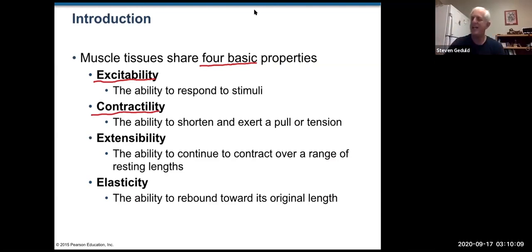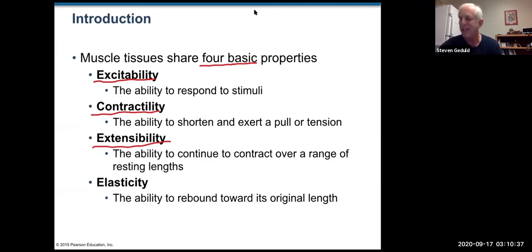Extensibility, the ability to continue to contract over a range of resting length. In other words, if you're going to grab the bottle to take a drink out of, you don't crush it all the time because your muscles can contract to a certain limit. You have the ability to control a range of resting movements. They're going to contract till you can grip it, and they're not going to contract till you squeeze it and bust it in half. So you have that range of muscle strength.